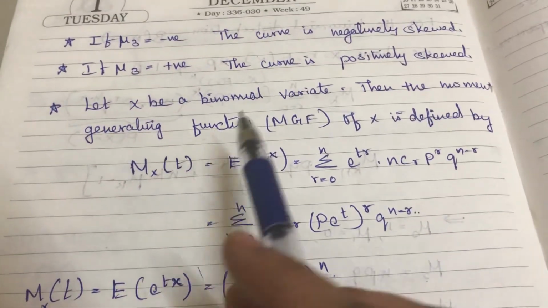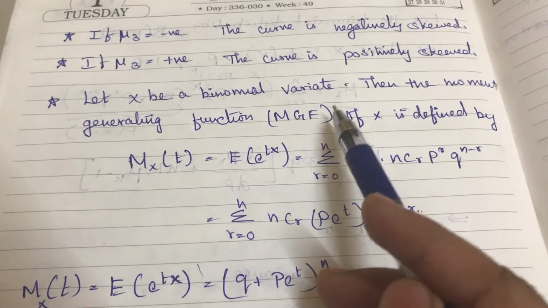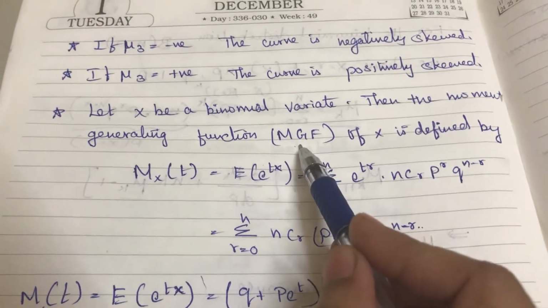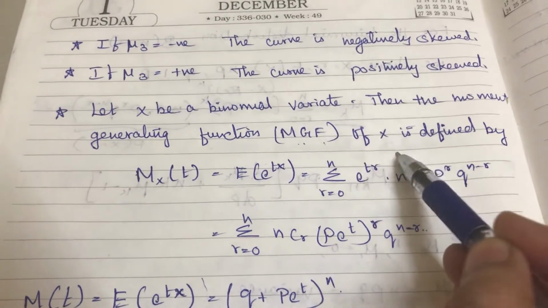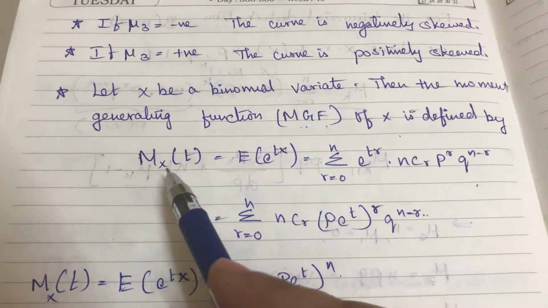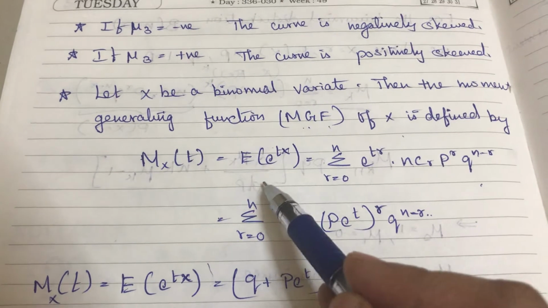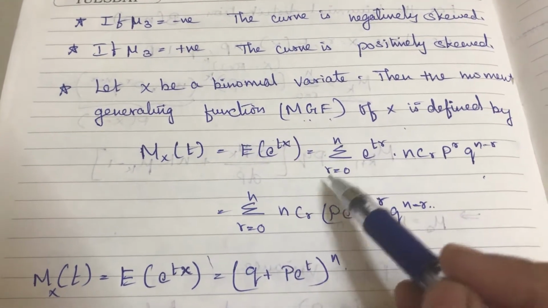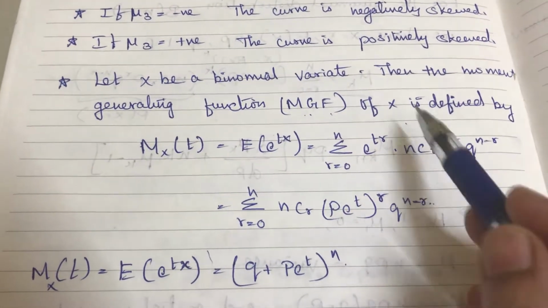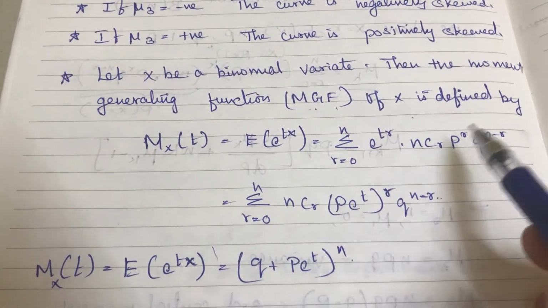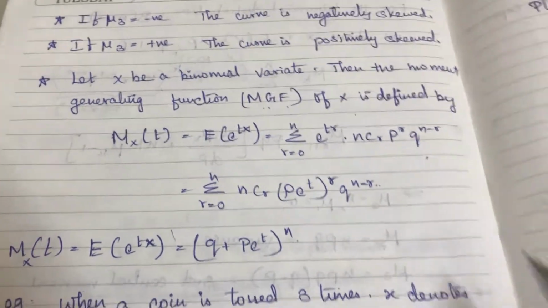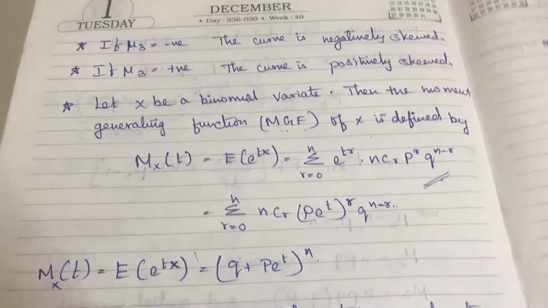Let x be the binomial variate. Then the moment generating function of x is defined by this formula: Mx(t) = E(e^(tx)) = summation r equal to 0 to n of e^(tr) times nCr p^r q^(n-r). So this is the moment generating function.